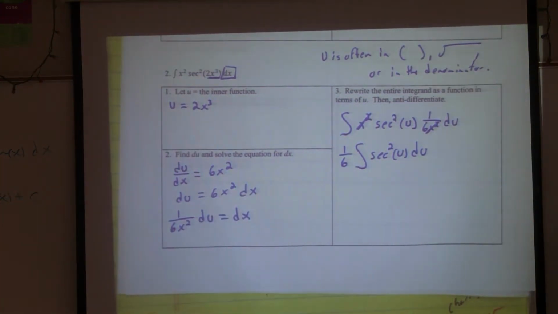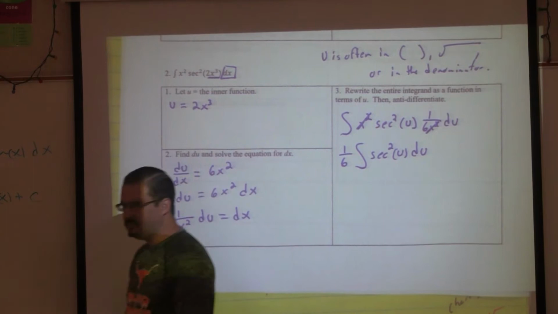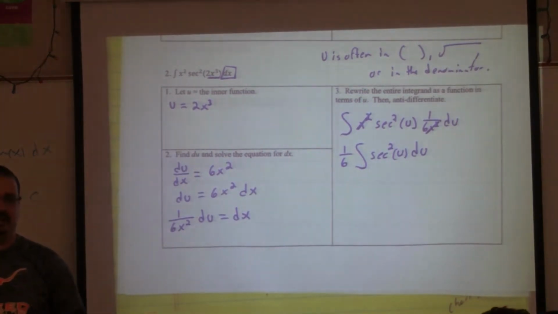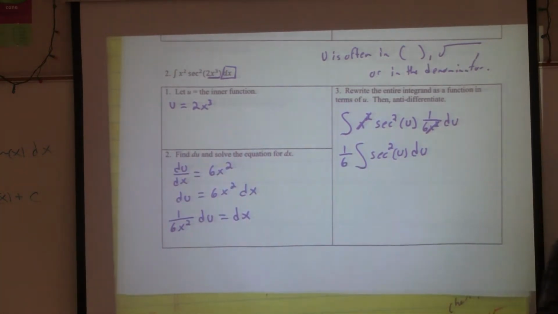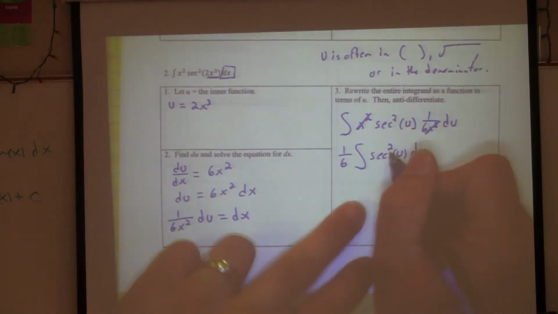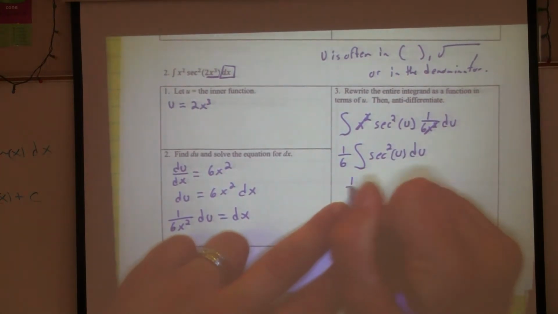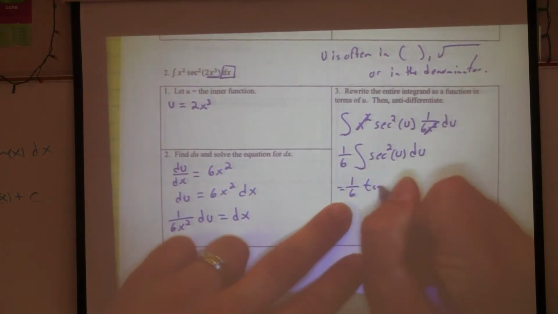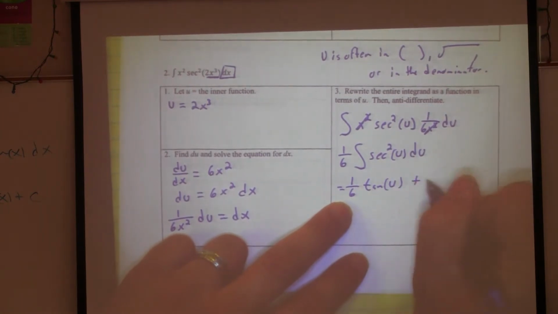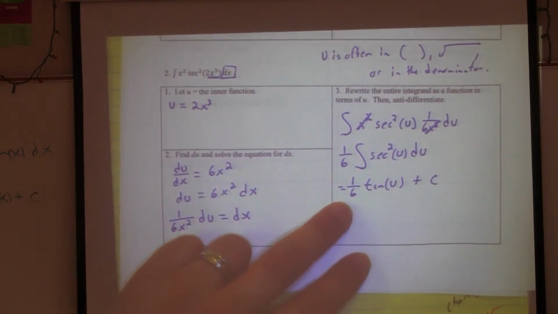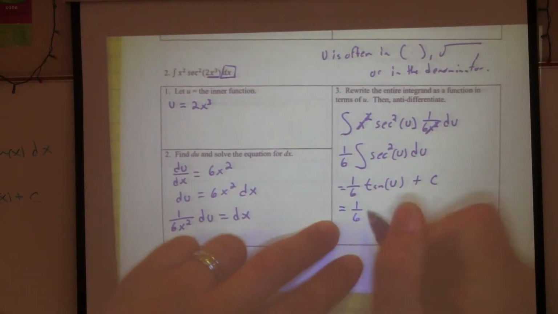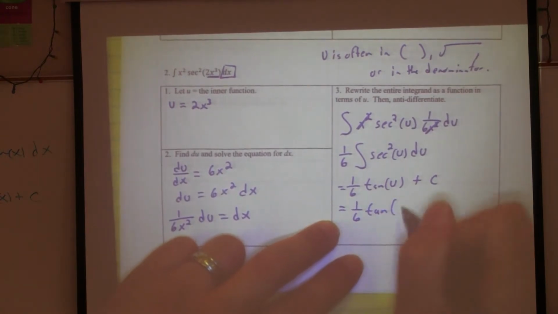Okay, now we have to remember the antiderivative of secant squared. If we can't remember that, we change the question and say, whose derivative is secant squared? That's an easier one to answer, right? Tangent, right? The derivative of tangent is secant squared. Yes. So that means that the antiderivative of this is tangent. So we get 1 over 6 tangent u plus what? Plus c. What's the last thing we've got to do? Replace that u with what?